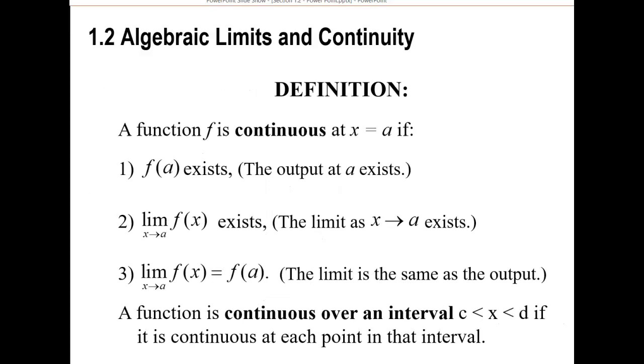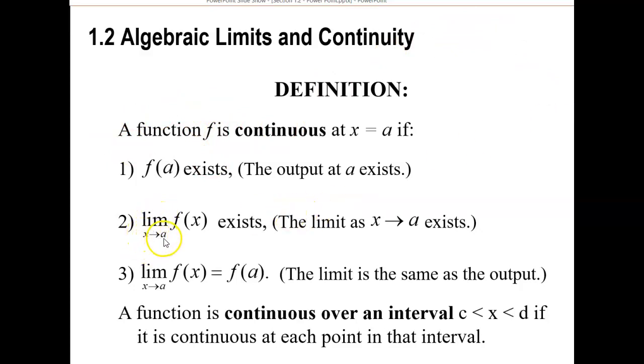All right, so our next part of this section is talking about the concept of continuity. A function is continuous at a number a if, and there are 3 conditions you have to check for continuity. Number 1, the function evaluated at a exists. In other words, there's a value of the function at the x value of a. So if f of a is undefined, it's automatically not continuous.